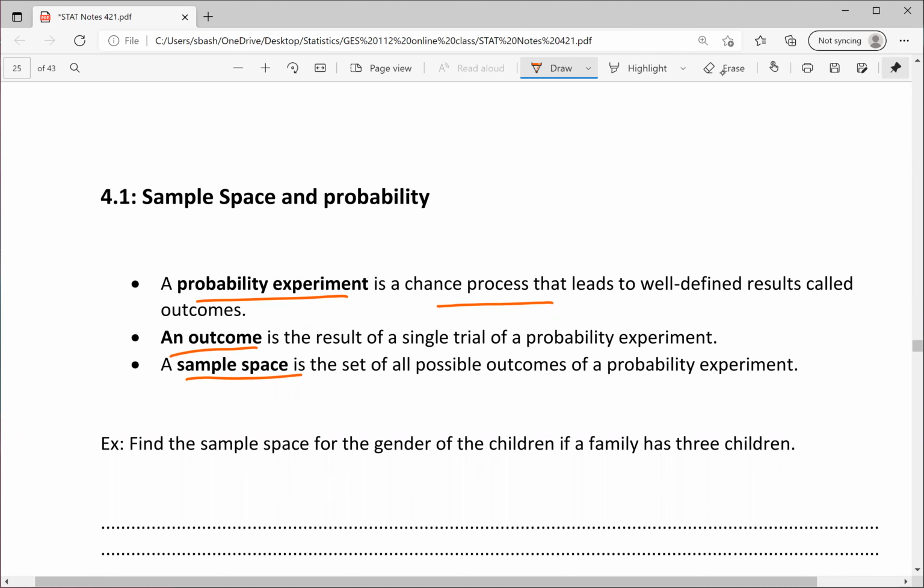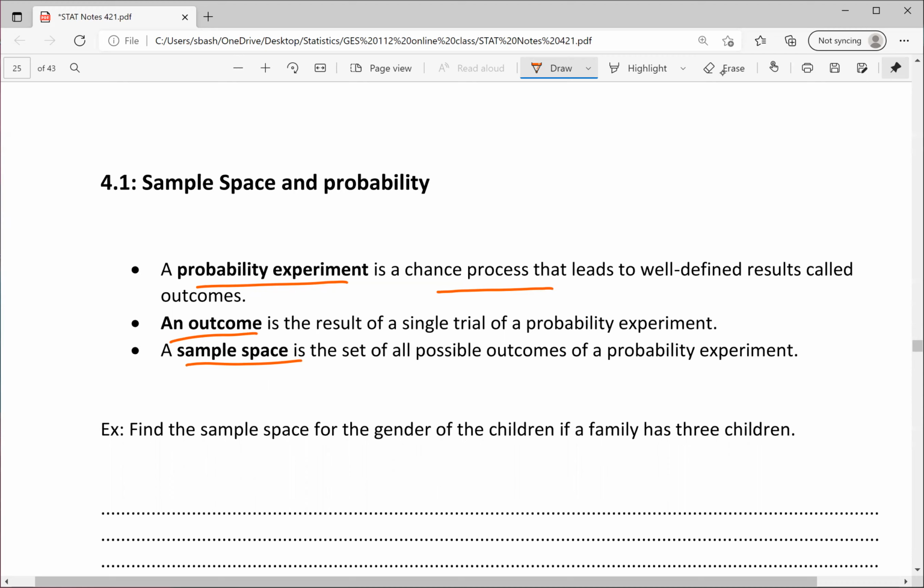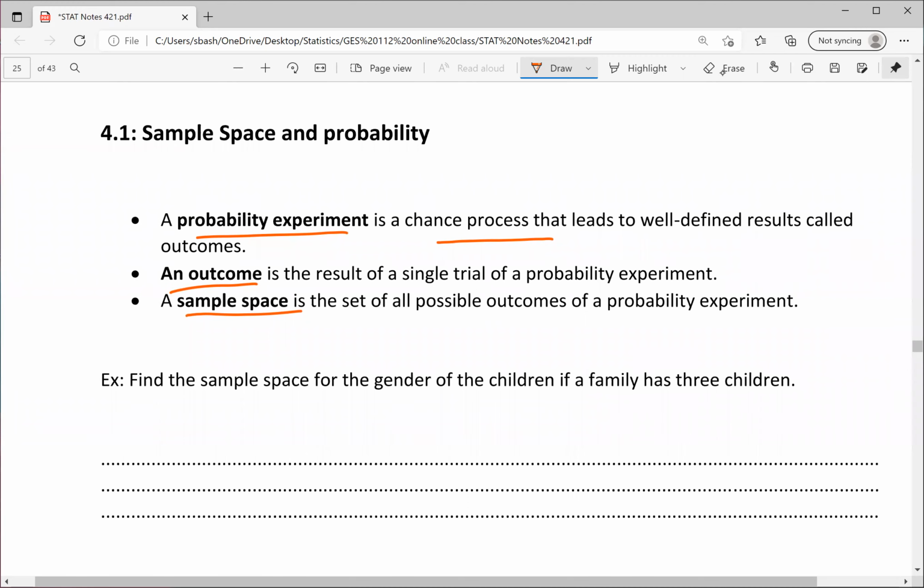Find the sample space of the gender of the children if a family has 3 children. Let's see now what the sample space is and what the outcomes are. For the family to have 3 children, what are the possible outcomes or genders that they will get? If we list all the possibilities, forming a group or a set, we call this the sample space. So the sample space is the set of all possible outcomes of the probability experiment.